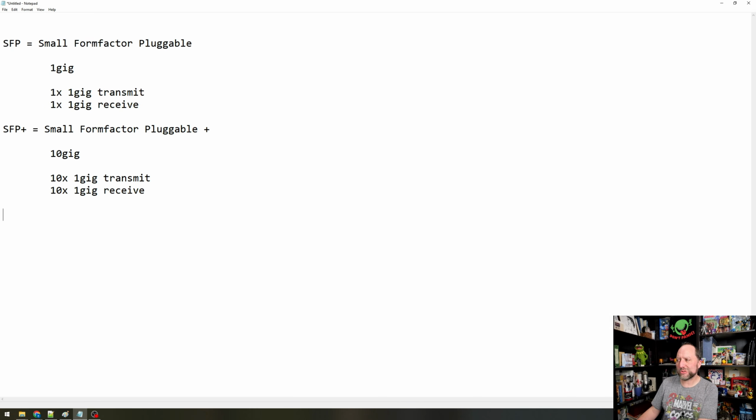Next, not the next in order they got invented and sold, but next in speed, would be an SFP28. And that's just Small Form Factor Pluggable 28. Now, the 28 does actually stand for 28 gigabits per second, and so you might be a little confused when I tell you it's a 25 gig transceiver. Yeah, basically it's a little overhead. The extra 3 gigabits per second is sort of lost in overhead, but it's a 25 gig transceiver, and it's 25 gig transmit, 25 gig receive.